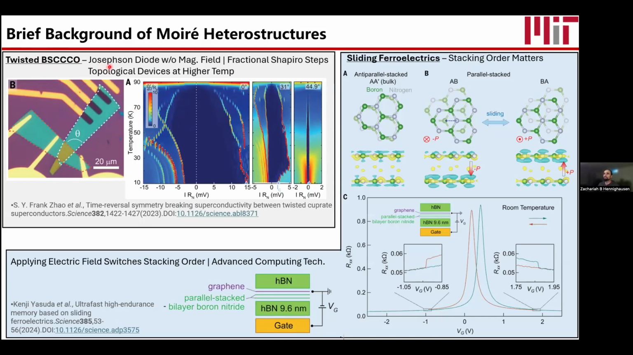They also found they can make a Josephson diode without a magnetic field, pretty stunning. And they got these fractional Shapiro steps. And so this seemingly well understood material, simply twisted, produced a very unexpected, pretty amazing result. Okay, now we're going to move on.